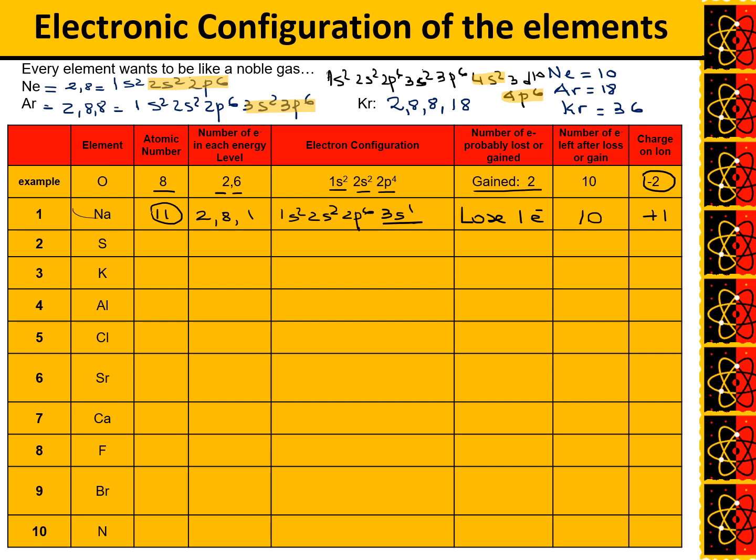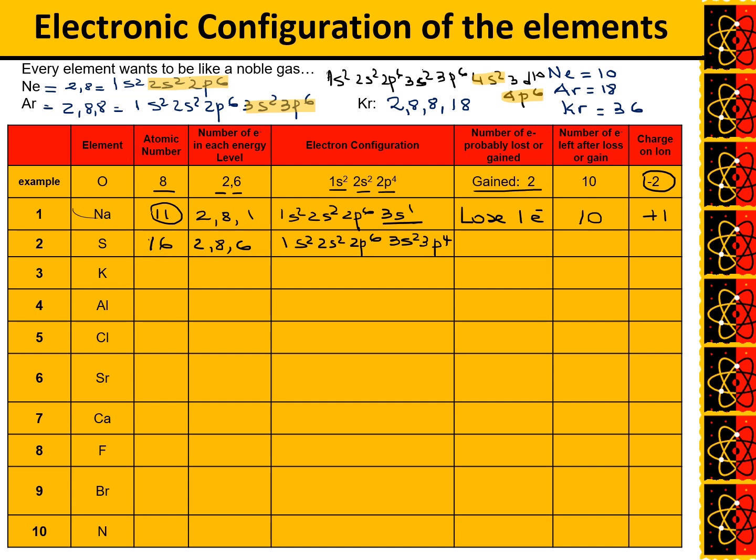So the sulfur atom has 16 protons, so it's going to be 2, 8, and 6. 2 plus 8 is 10, plus 6 is 16. It's going to be 1s2, 2s2, 2p6, 3s2, 3p4. Okay, so it's 2 plus 2 is 4, plus 6 is 10, and 6 more is 16.